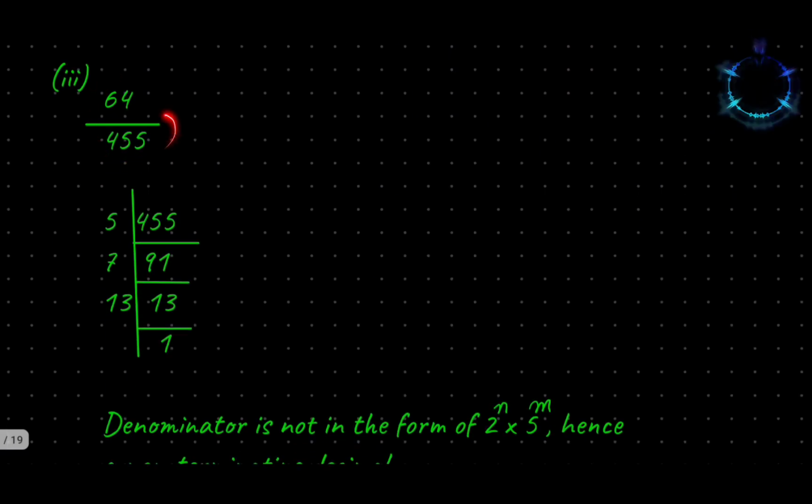64 by 455. Let's factorize 455. Again, it ends with 5, so we need to take 5. 5 nines are 45 as it is. 5 ones are 5. Now, does 91 come in the 5 table? No. The nearest smallest number is 7. 91 comes in the 7 table. 7 into 13 is equal to 91. 13 is also a prime number, so directly 13 ones are 13.